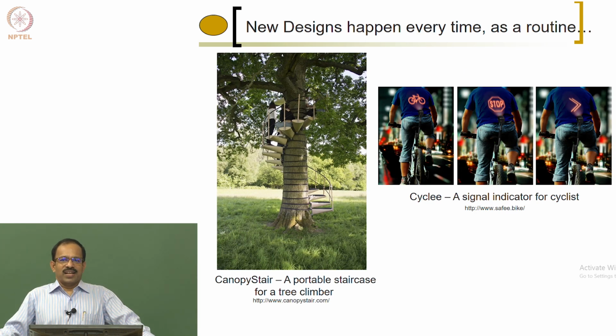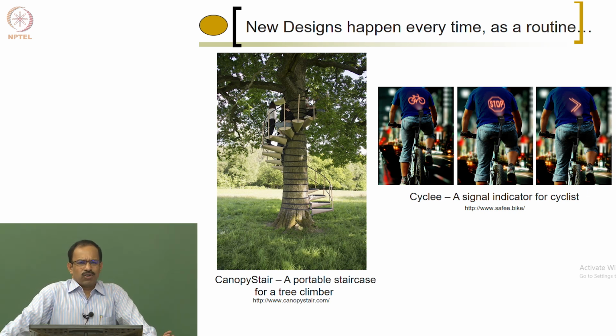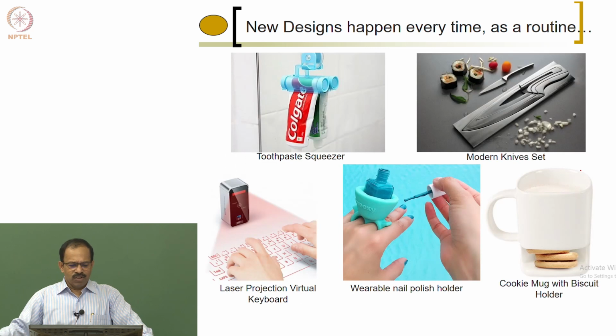So let's just look at the creativity of people and how these things actually happen. You will see that a lot of creative things happen in the world. Every day you will see that something is happening in the world. So for example, this canopy stair, a portable staircase for a tree climber, cycling, a signal indicator for cyclists. And like this, there are a lot of other things also, such as this toothpaste squeezer, then a modern knife set, laser projection virtual keyboards, a wearable nail polish holder, and a cookie mug with biscuit holder.